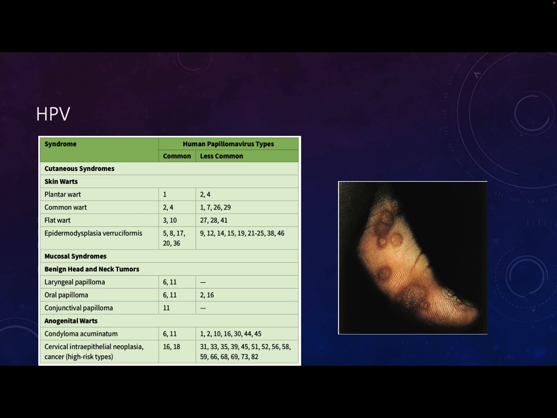So, plantar warts, common warts, flat warts, all different kinds of warts. I didn't know there were multiple kinds of warts until I started taking classes like this. I'm like, wow, there's all different sorts of warts. But so, this person has a bunch of warts.